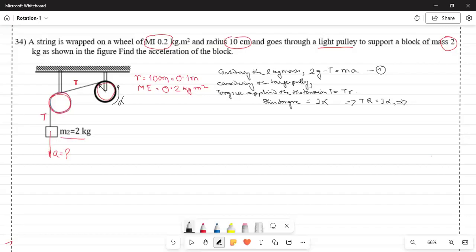From here, what we get? The tension T is equal to I alpha by R. Tension T is equal to moment of inertia I by R, and alpha is itself the acceleration A by R. So there are two R's, so this is equal to IA by R square. If the first one was equation 1, let's say this is equation 2.